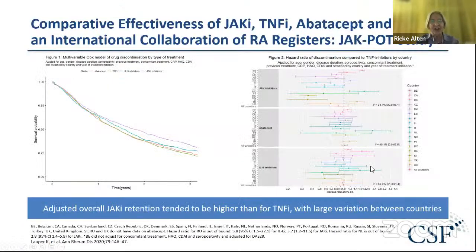So this is the famous JAK-pot study, and there was an update also at this ACR. This is a little bit older data, which were published by Kim Lauper. And here you can see that the adjusted overall JAK inhibitor retention tended to be higher for JAK inhibitors than for TNF, with large variation, of course, between the different countries. But in the 5 big EU countries, there's really a high retention rate for the JAK inhibitors compared to the TNF. And we are seeing more and more updates on this.